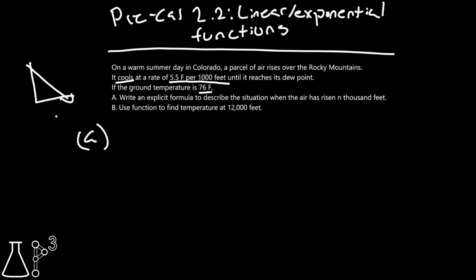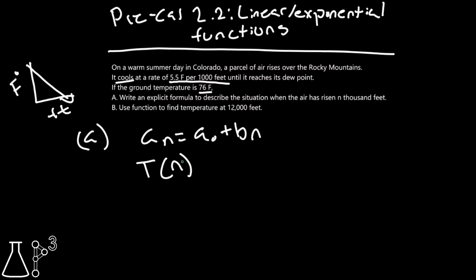So basically, and also this would be feet, and this would be degrees Fahrenheit, right? So let's go back to a_n is going to be equal to a_0 plus b_n, right? a_n is going to be our output, or our T of n, which isn't anything special. This is literally just saying temperature as a function of n. This is the same thing as f of x. That's not anything special. Don't get confused by it.